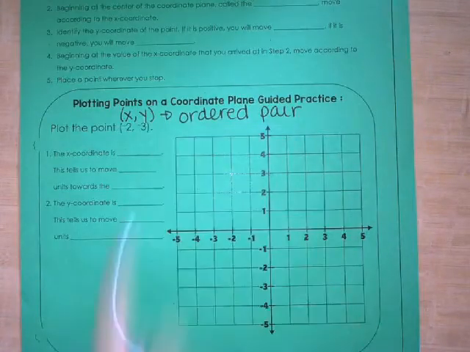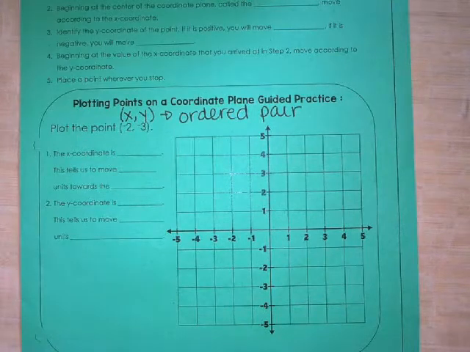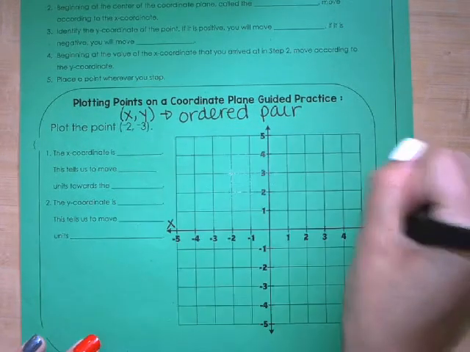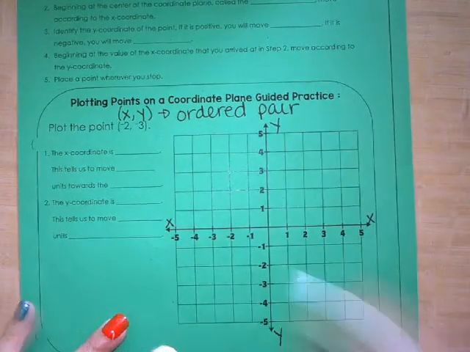Now, which one's my x-axis again? That horizontal one, right, guys? And which one's my y? Your vertical, your up and down one.